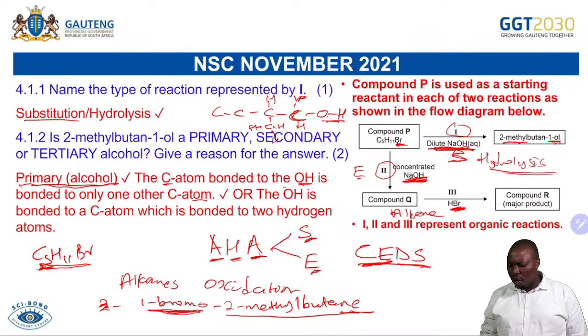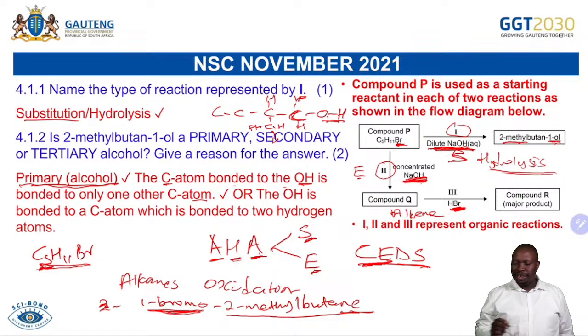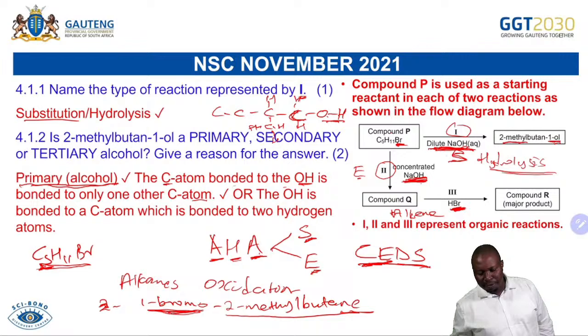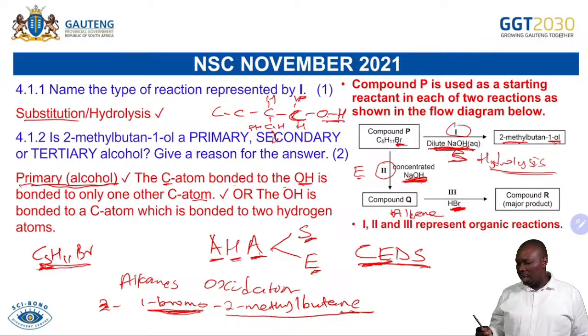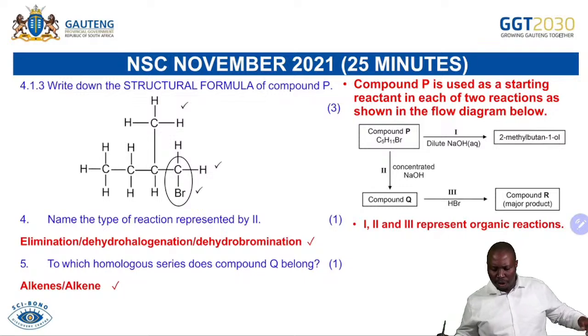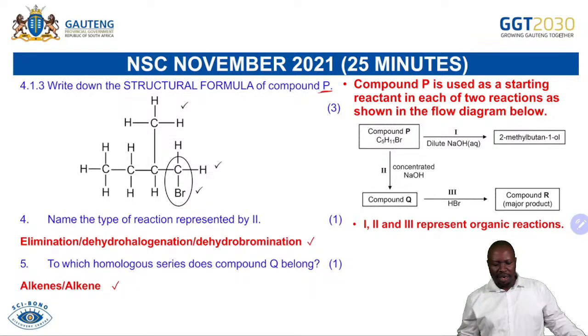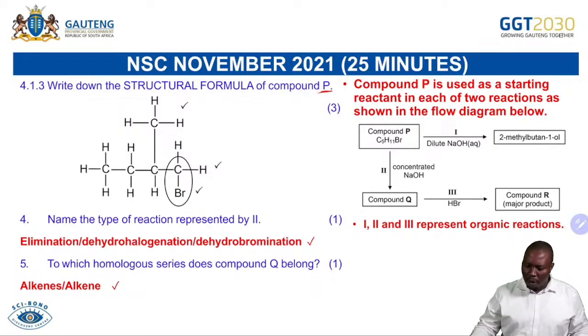Hydrohalogenation or hydrobromination. So the type of reaction will depend on what you are adding. It will tell us the type of reaction, and then we'll be able to form compound Q, which is what we are having. So it's very important. The question was, write down the structural formula of compound P. So you are able to write the structural formula of compound P.